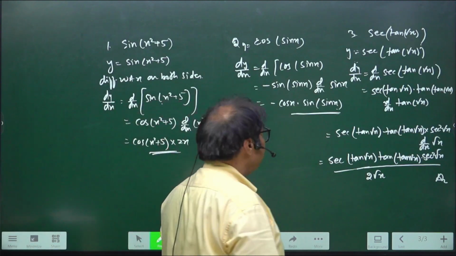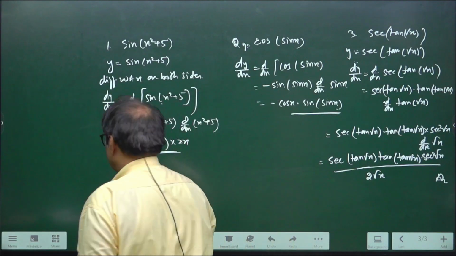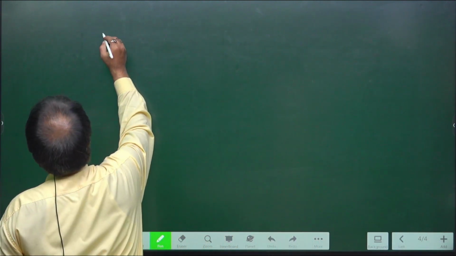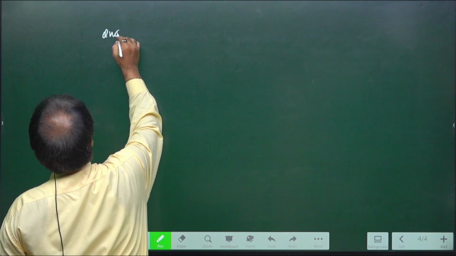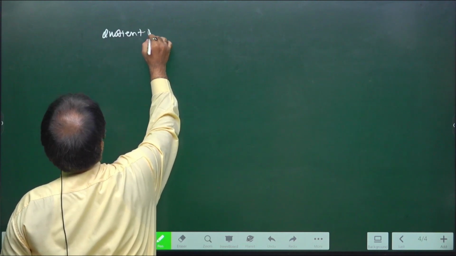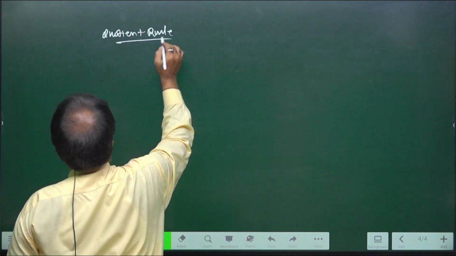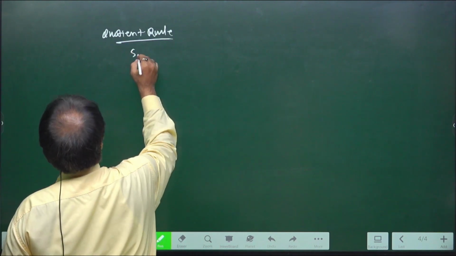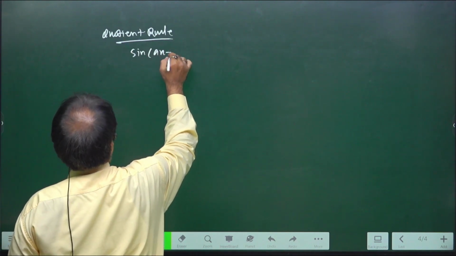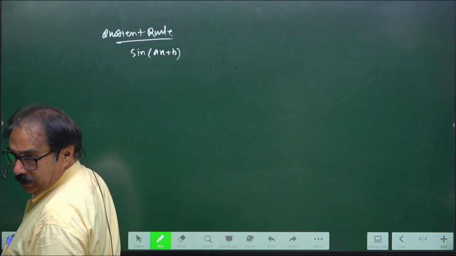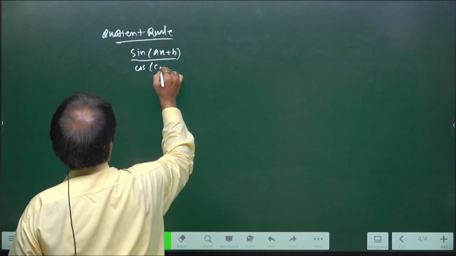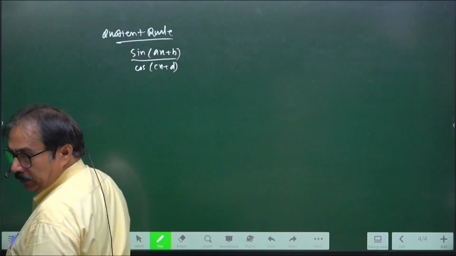Now I am coming to the question based on quotient rule. Question based on quotient rule. So the question is sin of ax plus b upon cos of cx plus d. This is the question.